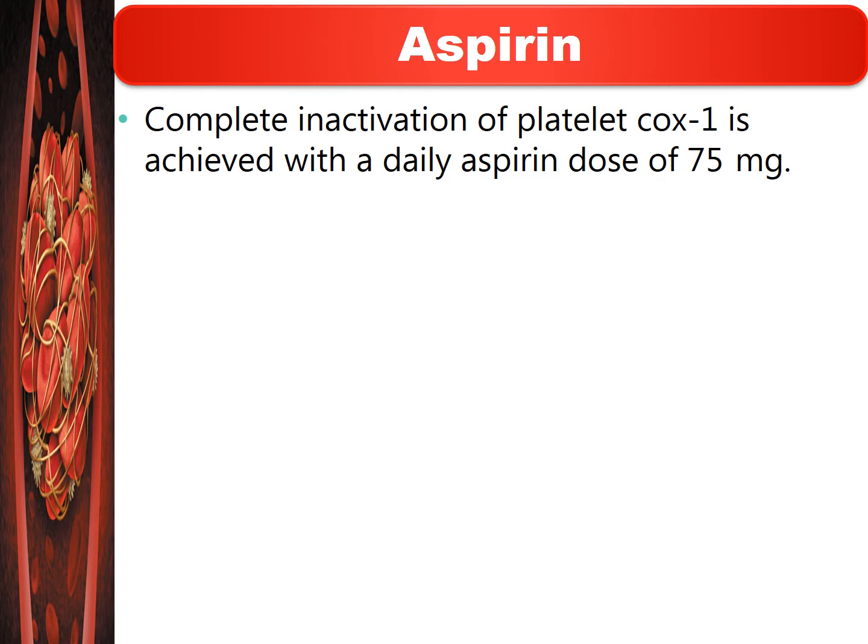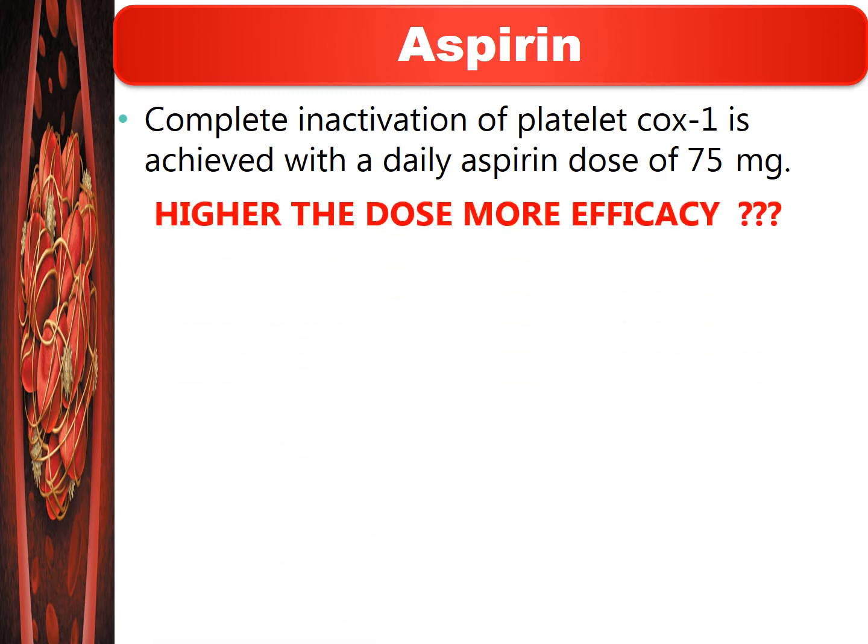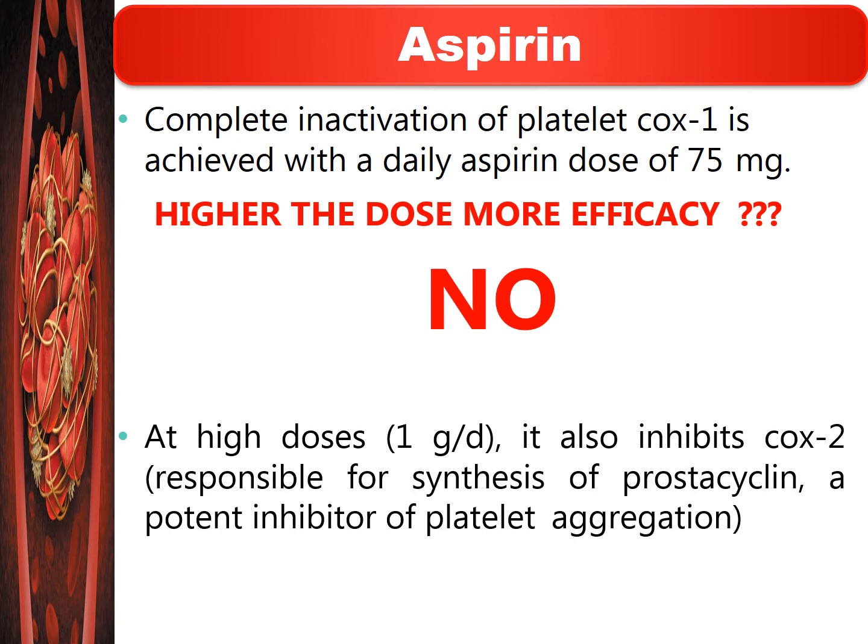75 mg. Now, the question arises: the higher the dose, the more the efficacy? The answer is no. If we increase the dose of aspirin to a high dose, 1 gram per day, it also inhibits COX-2, which is responsible for the synthesis of prostacyclin, a potent inhibitor of platelet aggregation.